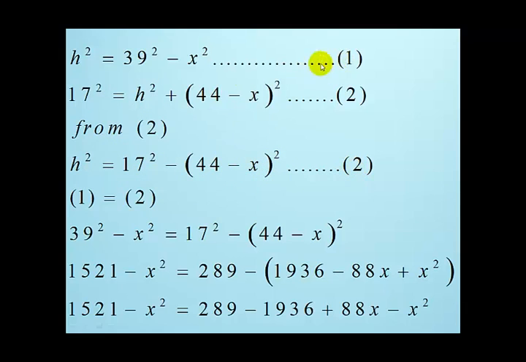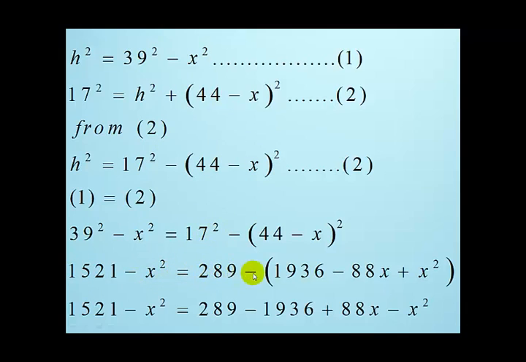Now from equation 1, h squared is equal to 39 squared minus x squared. And from equation 2, h squared is also equal to 17 squared minus 44 minus x all squared. And so we equate equation 1 to equation 2 because h squared is the same on the left hand side of both equations. So by equating the right hand side, we have 39 squared minus x squared is equal to 17 squared minus 44 minus x all squared. Now 39 squared is equal to 1521, so we have 1521 minus x squared is equal to 289, which is 17 squared.